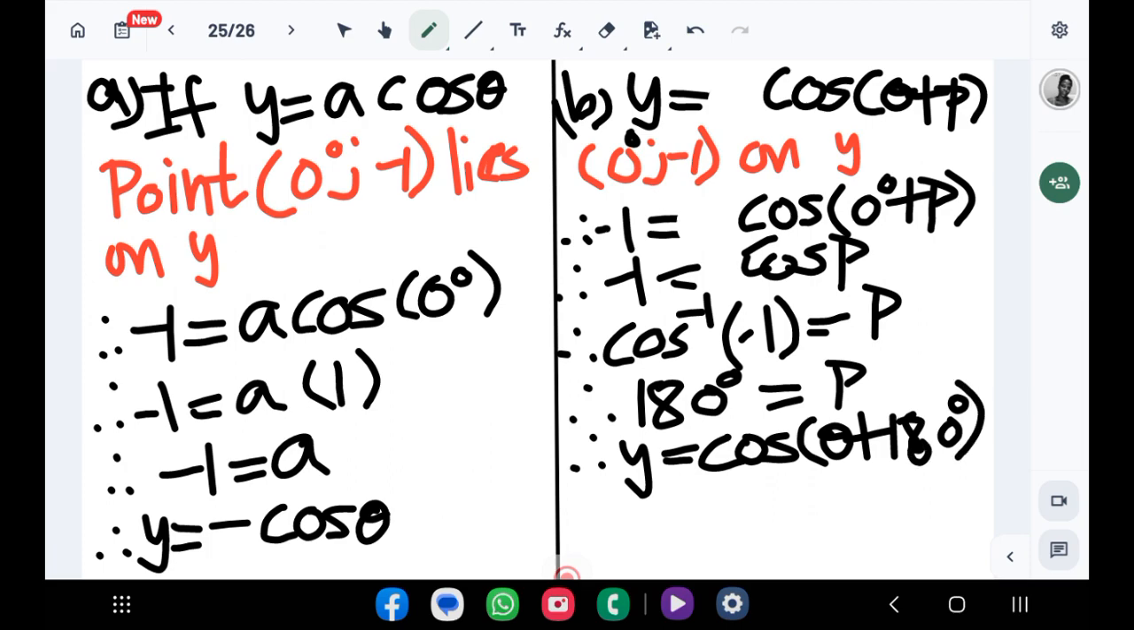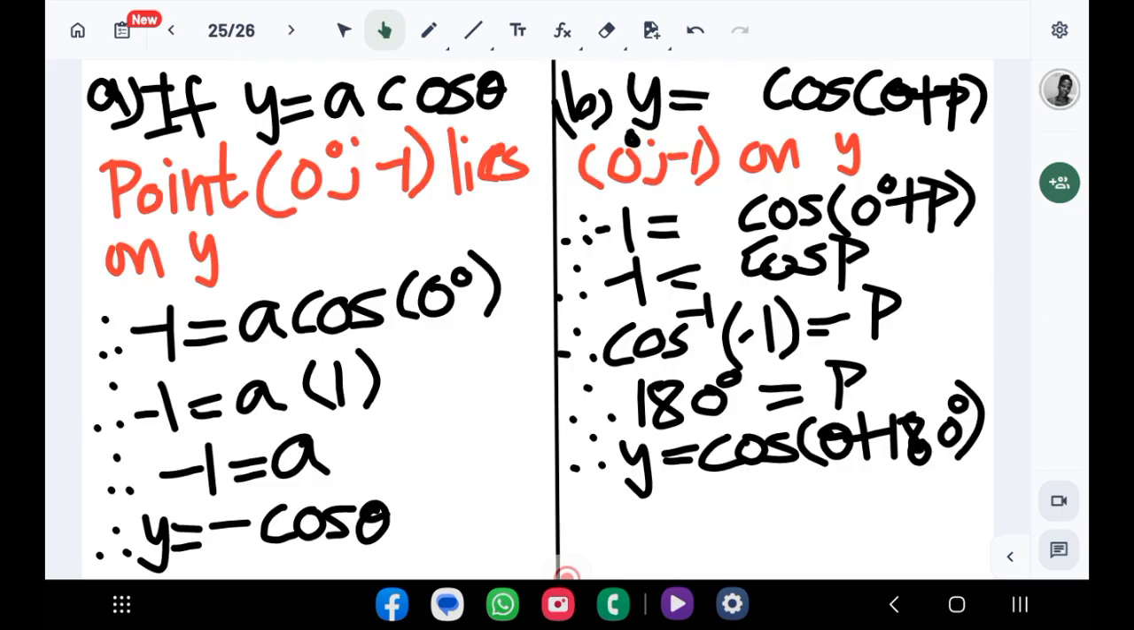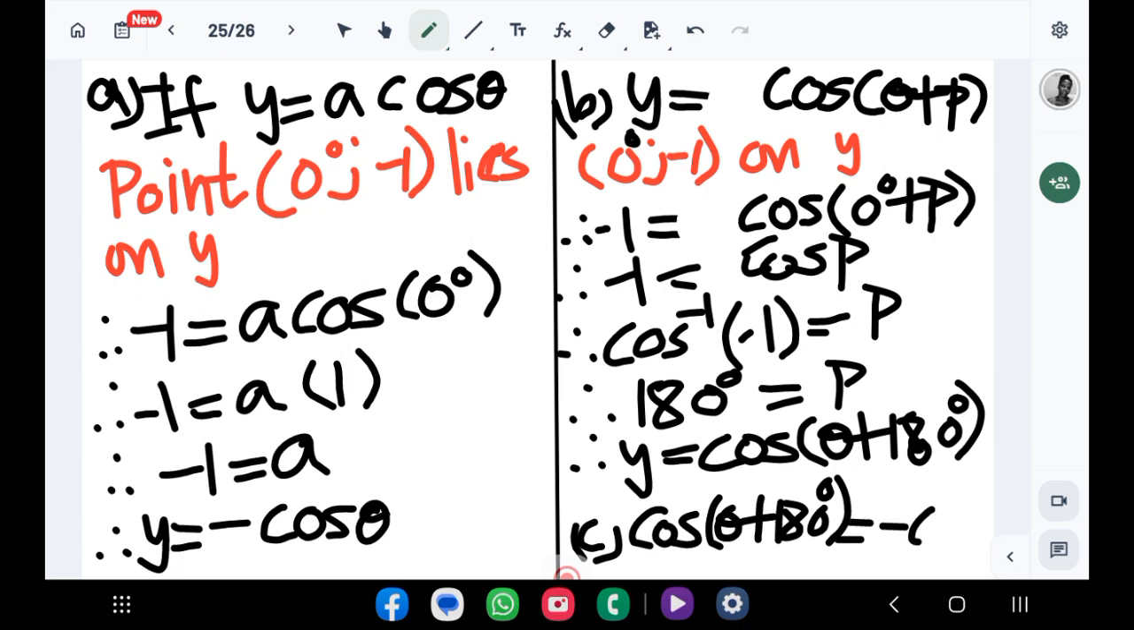Now number C asks the question. So we've got our p and we've got the new equation. What can they conclude? Here is the conclusion. The conclusion that can be made is that cos of theta plus 180 degrees is simply equal to minus cos of theta. That's the conclusion that can be made.